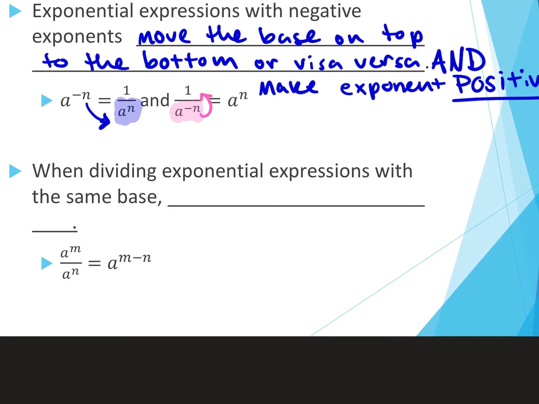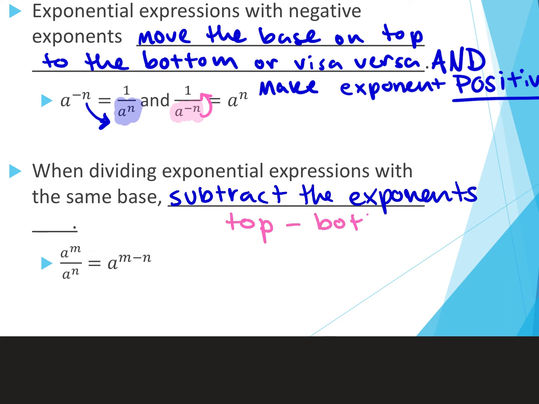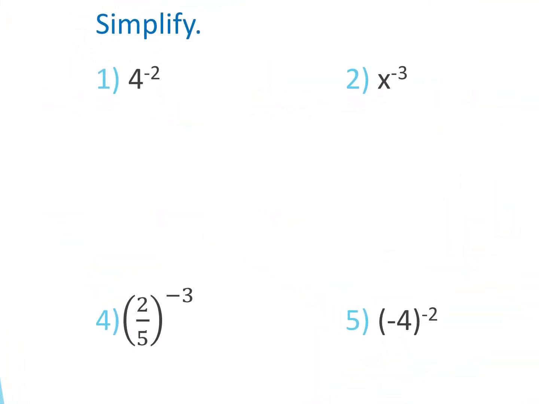When dividing exponential expressions with the same base, we subtract the exponents. And it's always the top minus the bottom. So here I have a to the power of m divided by a to the power of n. So that would be a to the power of m minus n, top minus the bottom. So you subtract the exponents. All right, let's take a look at example 1.